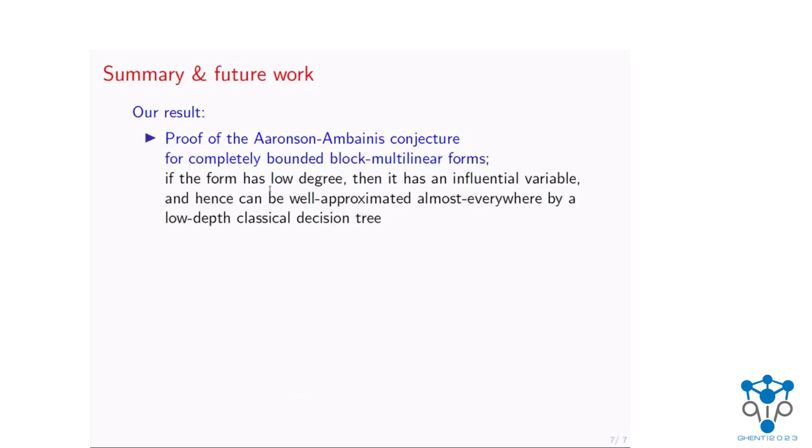Right, so my summary slide, this is what we proved. We proved Aaronson and Ambainis's conjecture for the special case of completely bounded block-multilinear forms. If this form, so this polynomial, has low degree, then it has an influential variable, and this then in turn implies that you can efficiently simulate it almost everywhere by a classical algorithm that's not much more expensive.